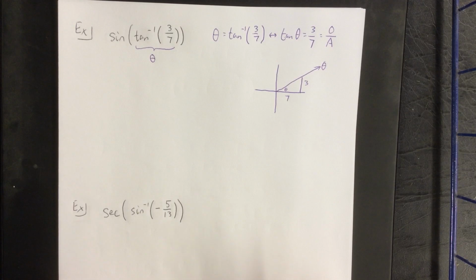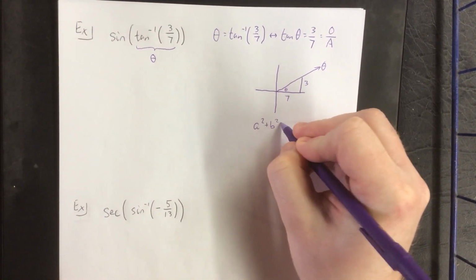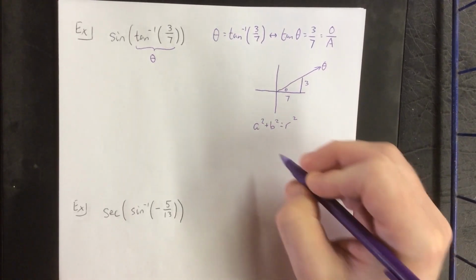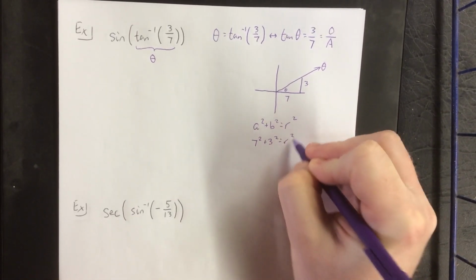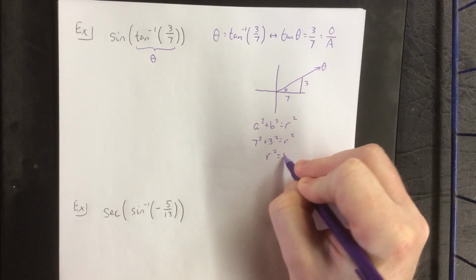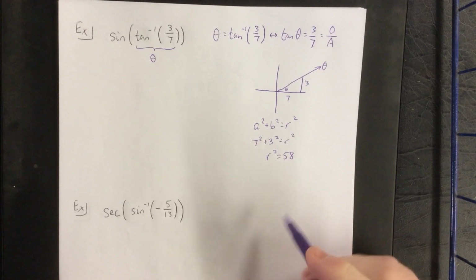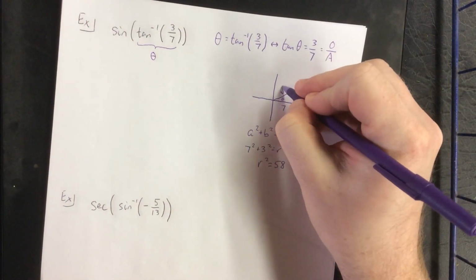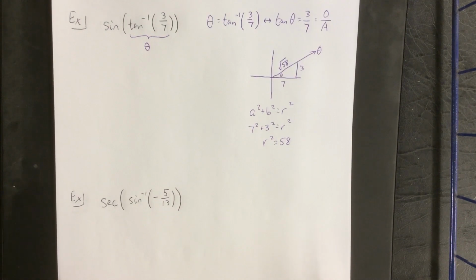You now know two sides of a right triangle. Use the Pythagorean Theorem to find the third. So we have 7 squared plus 3 squared is equal to r squared, or r squared is equal to 58. That lets us know that r is going to be equal to plus or minus the square root of 58. Because it's a hypotenuse, it'll be the positive square root.